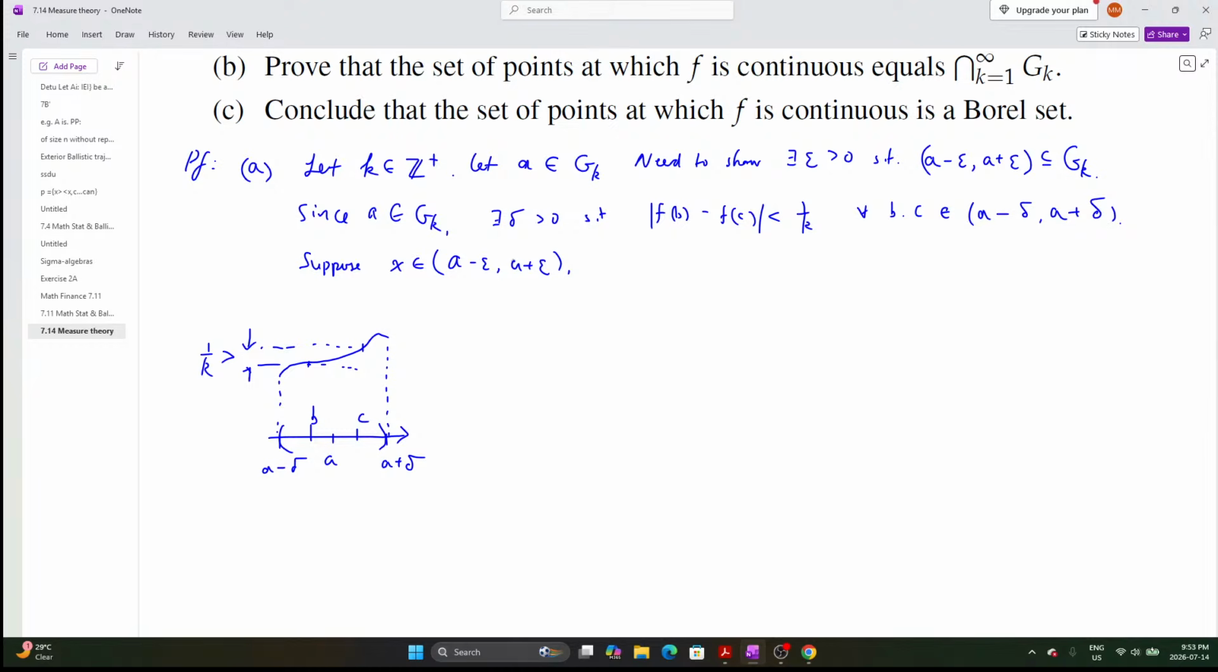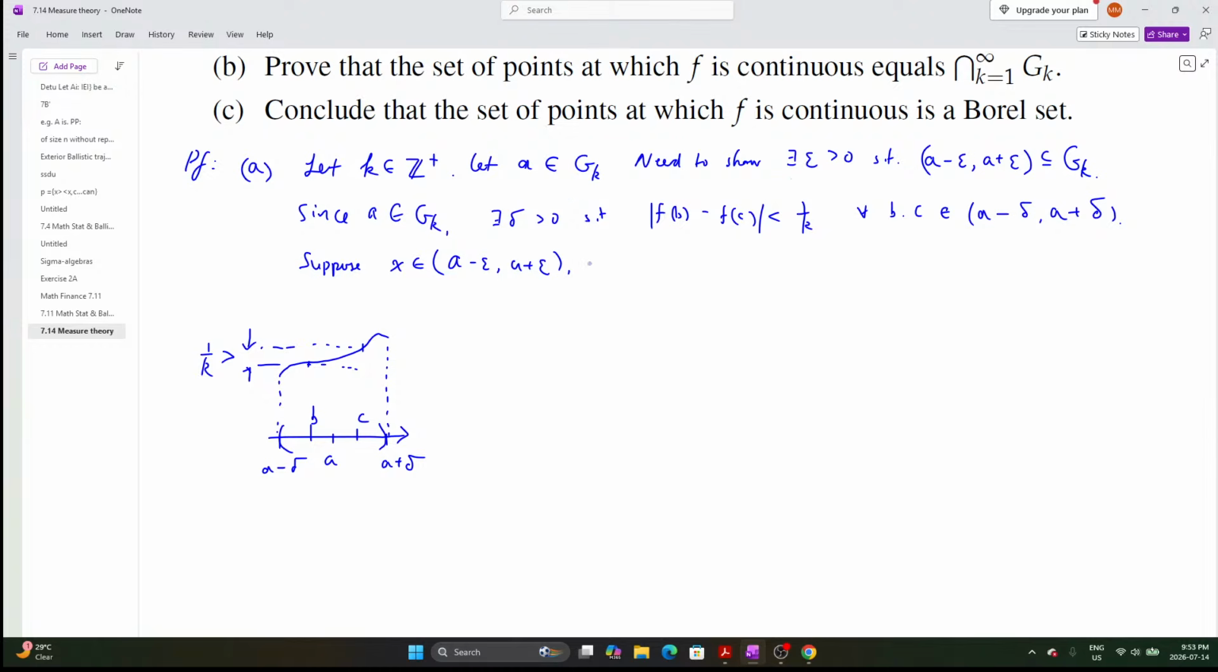So we want to show there exists a delta such that (a minus epsilon, a plus epsilon) is in G_k. So can we just use this delta as the epsilon? If we can, then we're done, right? So let's try to prove that.